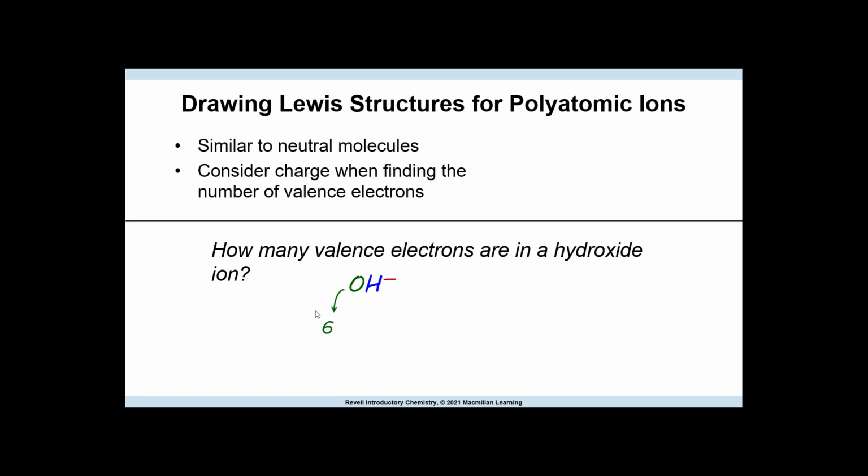Okay. The oxygen atom has 6 valence electrons, and the hydrogen atom has 1. The charge, the negative 1, means that 1 additional electron is present. This gives us a total of 8 valence electrons.